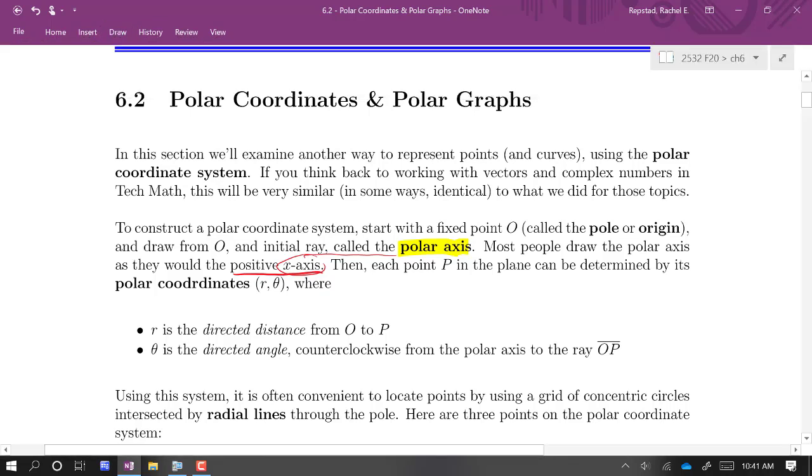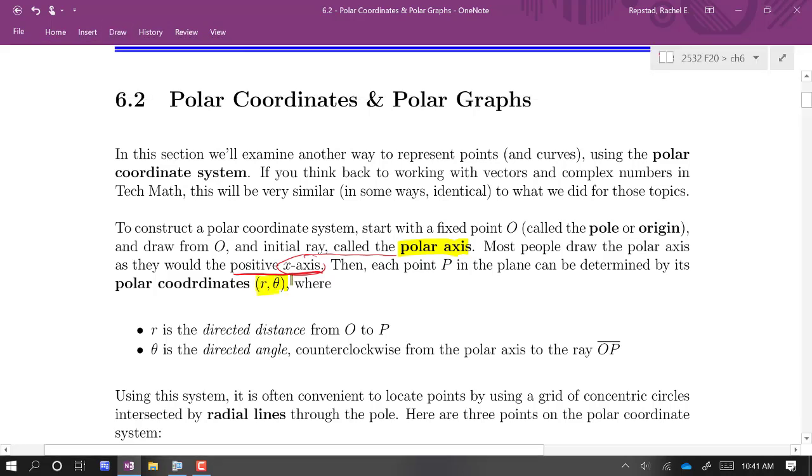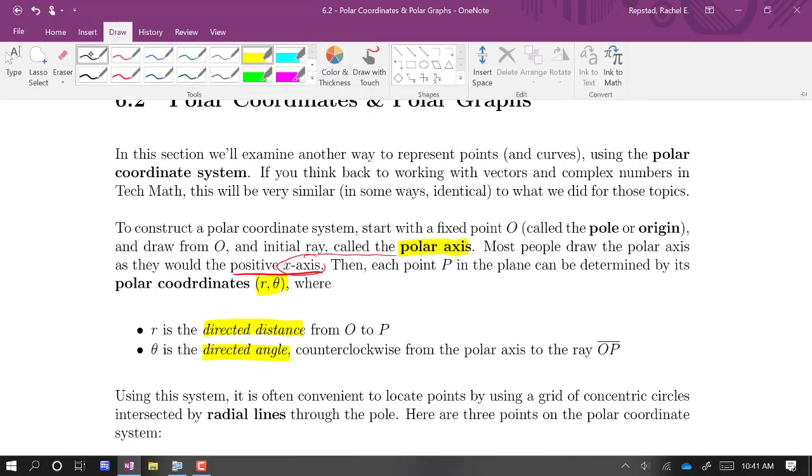Then each point in the plane is determined by its polar coordinates. Now with polar coordinates, we represent those coordinates as an ordered pair, just like we do with xy coordinates, only the polar coordinates are a value for r, followed by a value for theta. R is always first. R is the directed distance from the origin to the point, and theta is the directed angle from the polar axis to the ray OP.